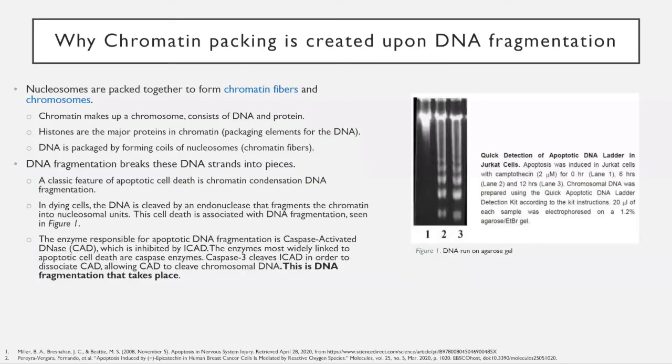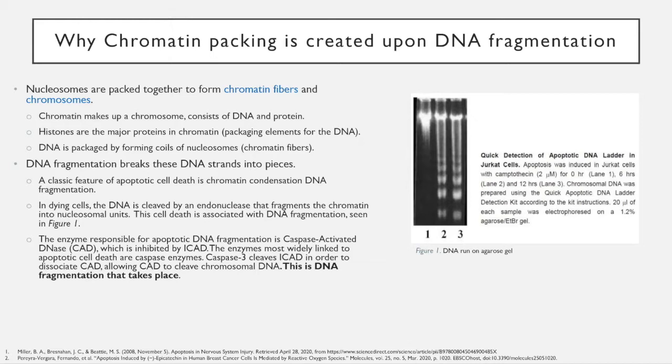So why is chromatin packing created upon DNA fragmentation? You kind of have to know a little bit of background to understand the relationship. Nucleosomes are packed together to form chromatin fibers and chromosomes. The chromatin actually makes up a chromosome consisting of DNA and protein, and the histones are the major proteins in chromatin. DNA is packaged by forming coils of nucleosomes, and the DNA fragmentation breaks these DNA strands into little pieces, which can be seen in figure 1 of the DNA run on agarose gel.